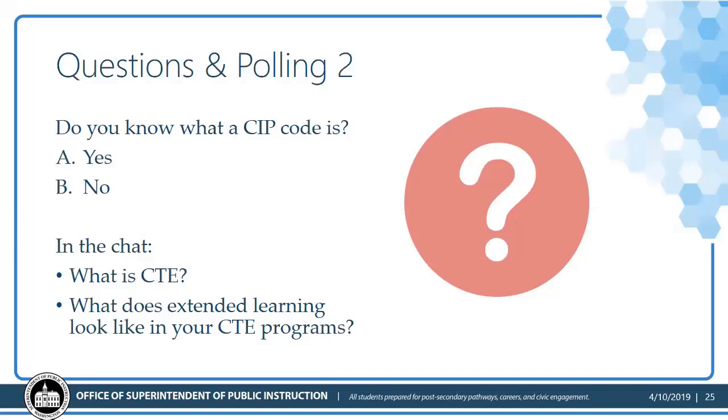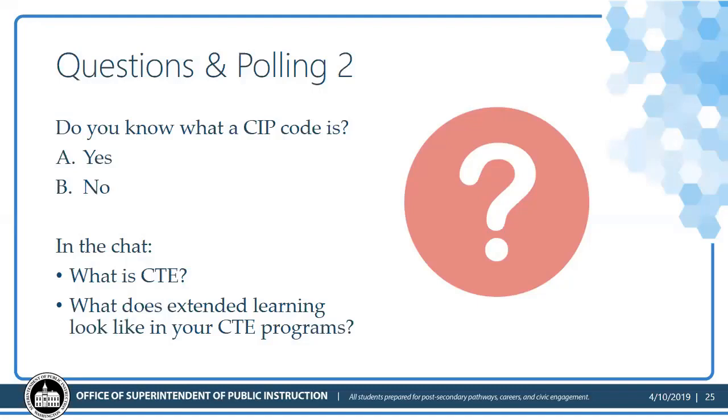Interesting results. So looking at this, do you know what a zip code is? Yes, 70%, no, 30%. So do you want to talk a little bit about it? Yeah, so zip code, classification of instructional program, really that's not important. What's important is that's how we identify our courses within CTE. So each course is given a zip code, which is aligned to a federal zip code, and that's how we identify the course by a specific number.